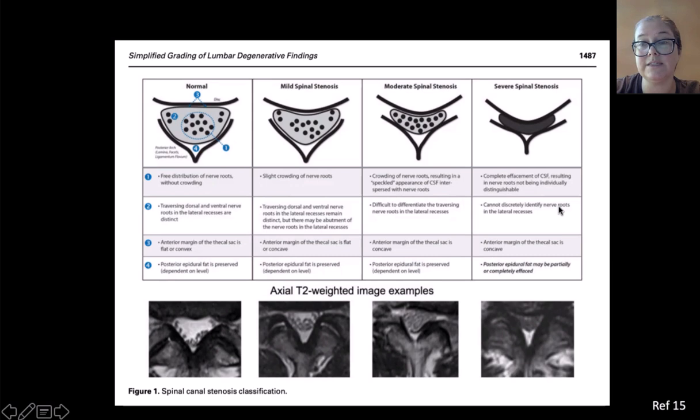You can't discretely see the nerve roots. All the CSF is effaced. It's just a big blob stuck together. The anterior margin, again, we said is concave. And then the posterior epidural fat can be partially effaced.